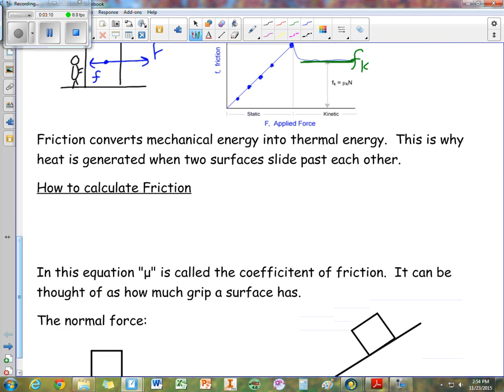What friction does is it converts mechanical energy into thermal energy. So whenever two surfaces slide past each other, we get thermal energy. The surfaces will begin to heat up.